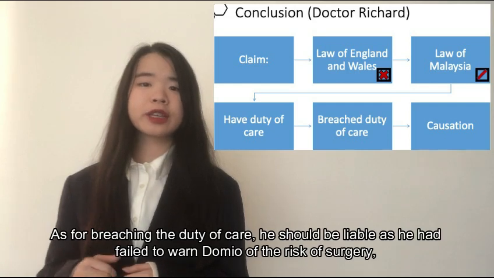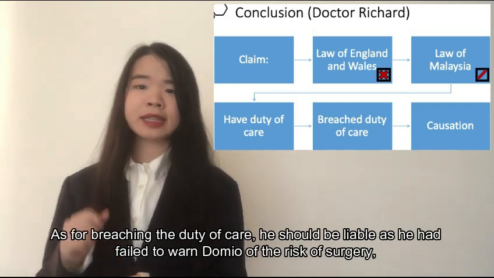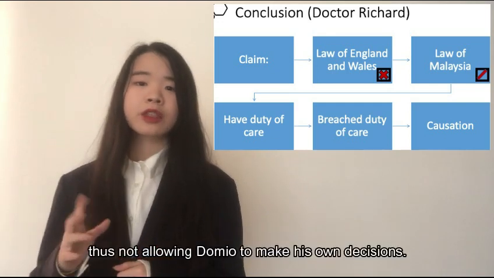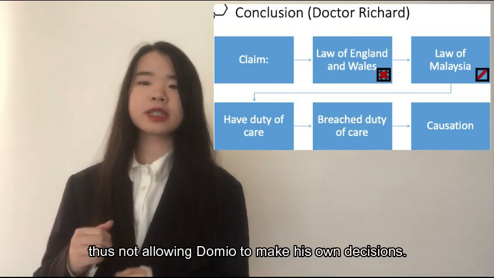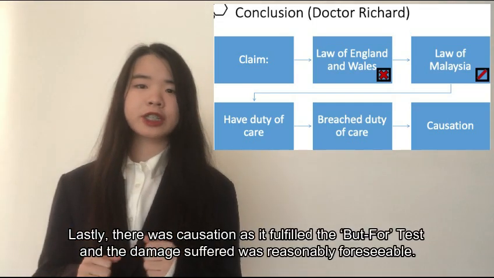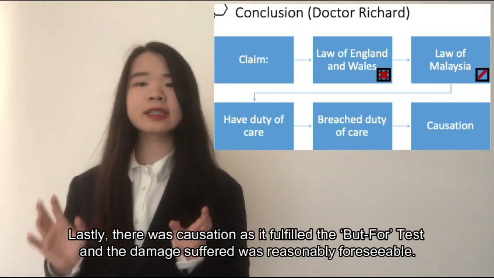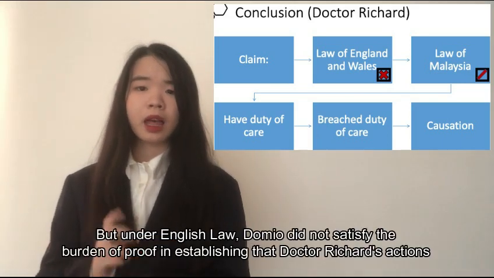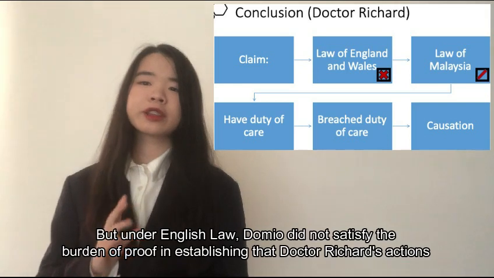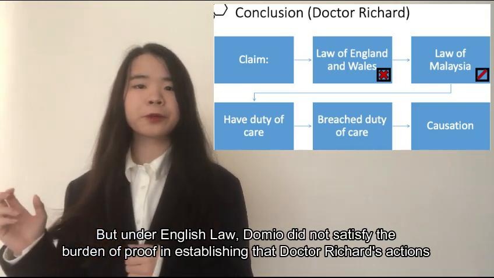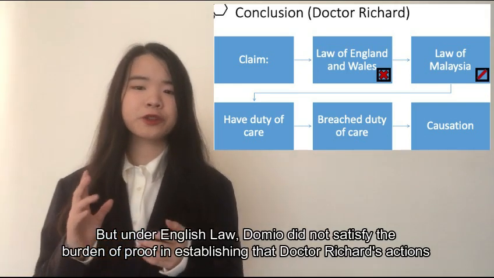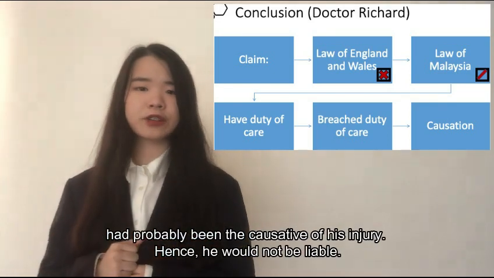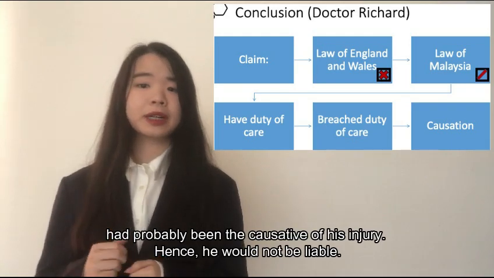As for breaching the duty of care, he should be liable as he had failed to warn Domio of the risk of the surgery, thus not allowing Domio to make his own decisions. Lastly, there was causation as it fulfilled the but-for test and the damage suffered was reasonably foreseeable. But under English law, Domio did not satisfy the burden of proof in establishing that Dr. Richard's actions had probably been the cause of his injury. Hence, he would not be liable.